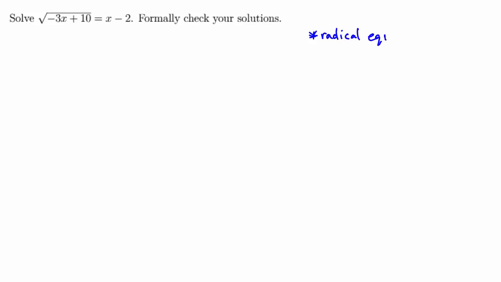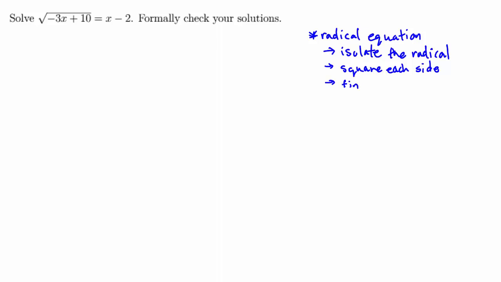So I'm going to identify that it's a radical equation. And what I'll need to do then is isolate that radical. And then because the radical is a square root, I will square each side. And squaring each side will give me access to the variable that's currently inside the square root. So once I've done that, I will finish solving. Generally what results is a linear or a quadratic equation.